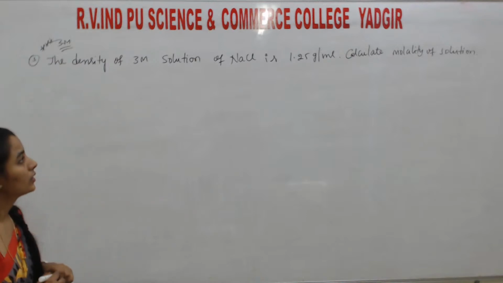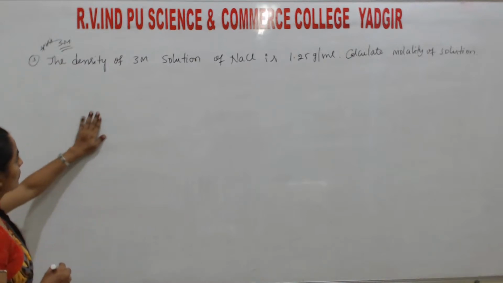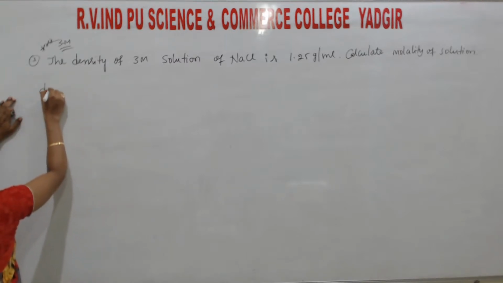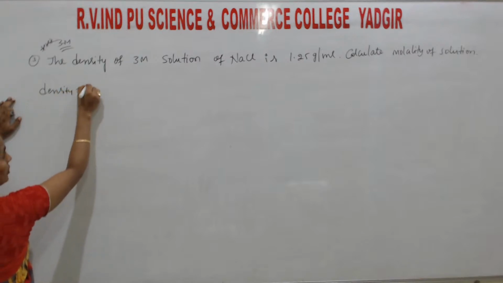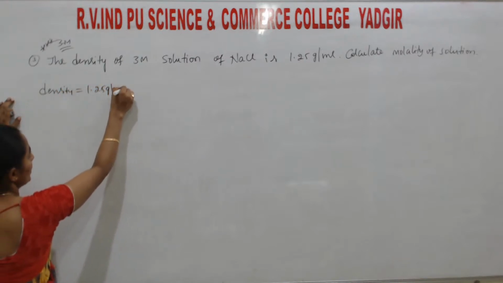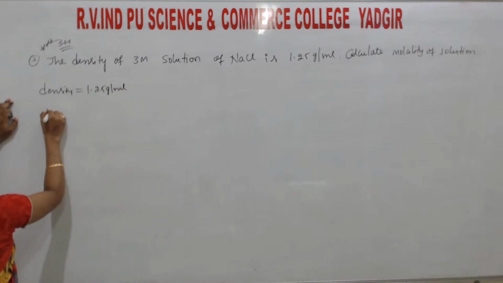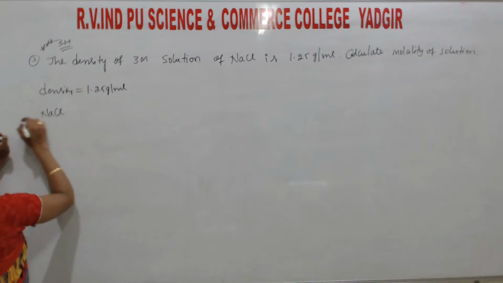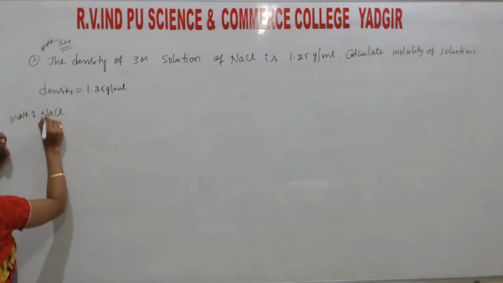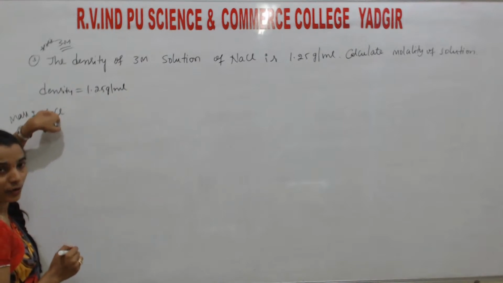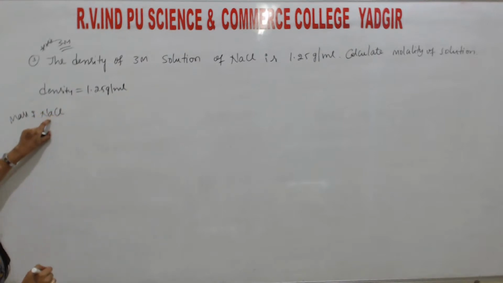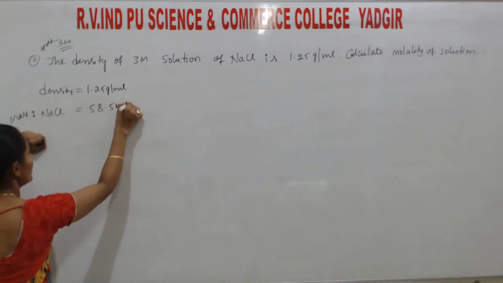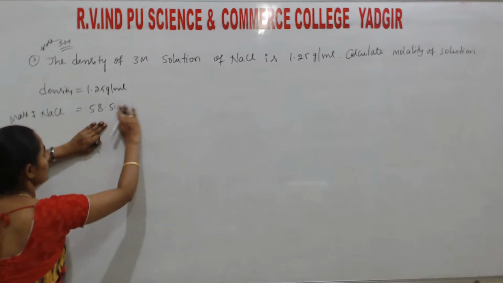Okay? Okay. So now, I'll take here density is equal to the given 1.25 gram per ml and the given NaCl. Molecular mass of NaCl, how much? Na is 23, this one is 35.5. You will get 58.5 gram.